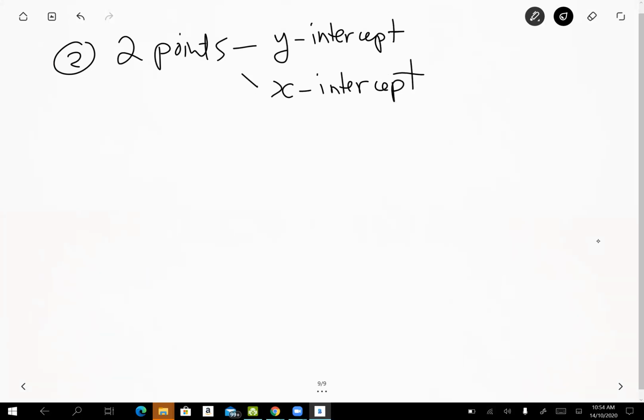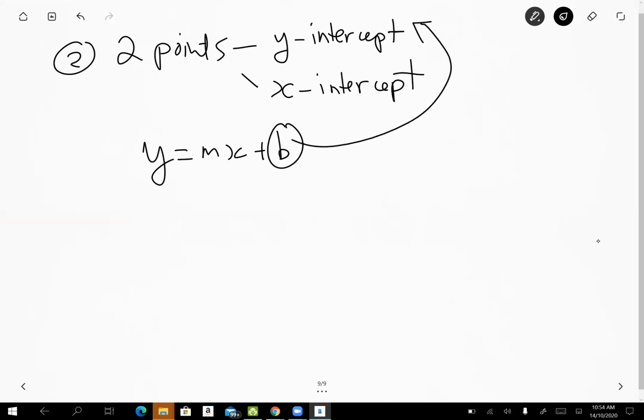We know by the function y equal to mx plus b, we know this is the y-intercept. Okay, so you know already that's the y-intercept. Now what about the x-intercept? Okay, before we do that, we're going to define the concept. What do we mean by y-intercept? What is the y-intercept? Or what is the x-intercept?